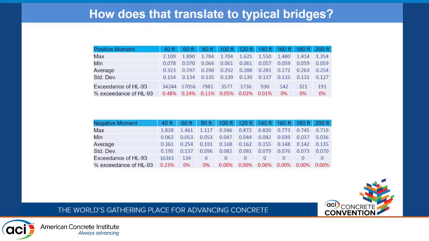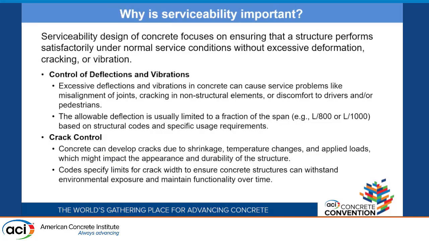Looking at the whole group of numbers, again, quite a few cases where we're at the shorter spans, positive moment, you're seeing quite a few trucks over that weight. It goes down as the span increases. For the negative moment, not as much as the positive moment, but still there's quite a few, particularly in the shorter span ranges. So why does all this matter?